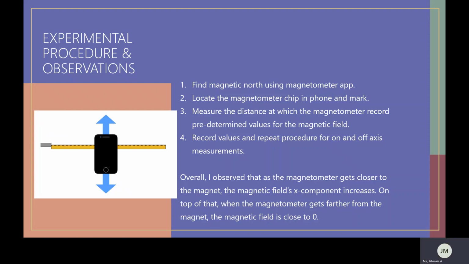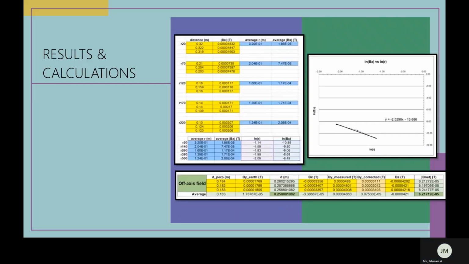Over the experiment, I observed that when the magnetometer gets closer to the magnet, the magnetic X component increases. On top of that, when the magnetometer gets farther from the magnet, the magnetic field is close to zero. These are my results and calculations.